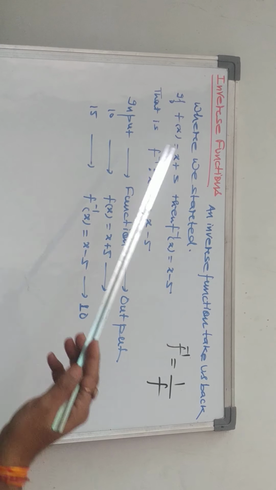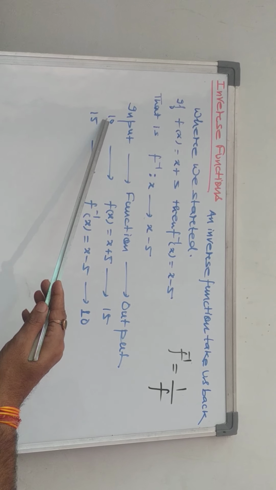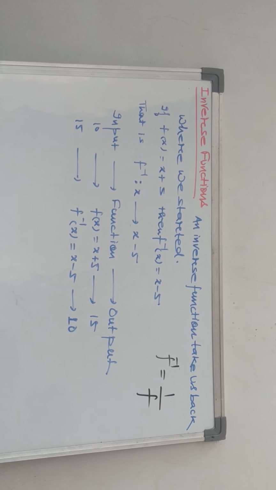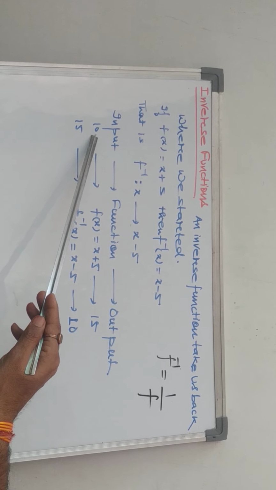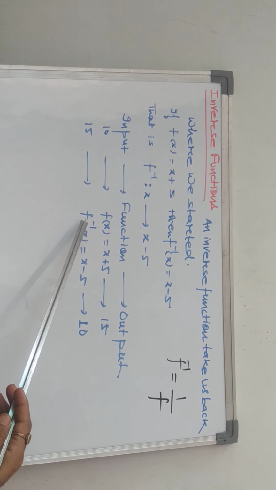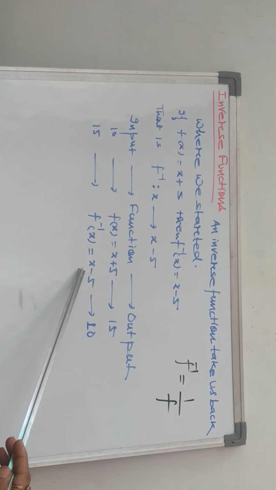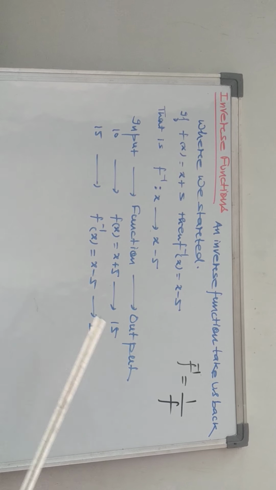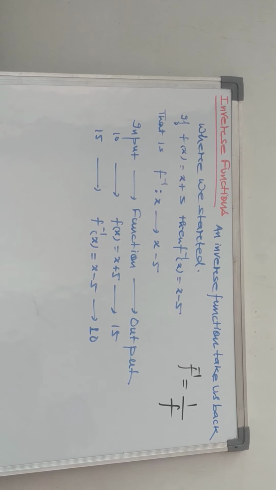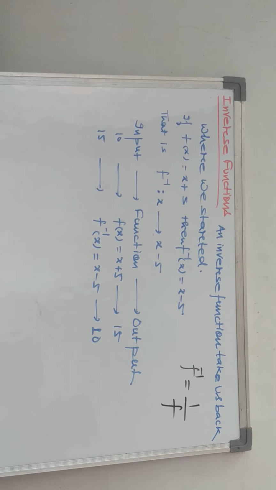Input, function, output. If the input is equal to 10 and f of x is equal to x plus 5, we have to put 10 in the place of x, so 10 plus 5, and the output is 15. To get back to the original value of 10, our input is 15, then f inverse of x is equal to x minus 5, so we put 15 minus 5 in the place of x, which is equal to 10. So we can say that the inverse function is the function which takes us back to the original value.